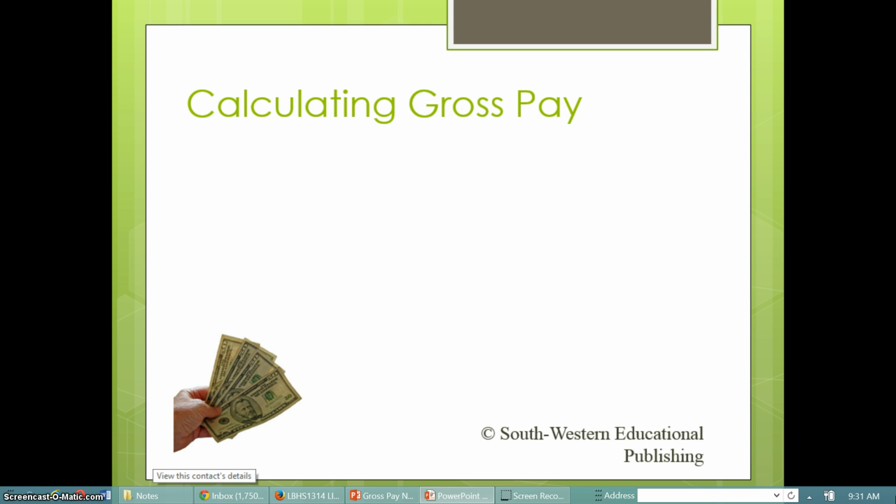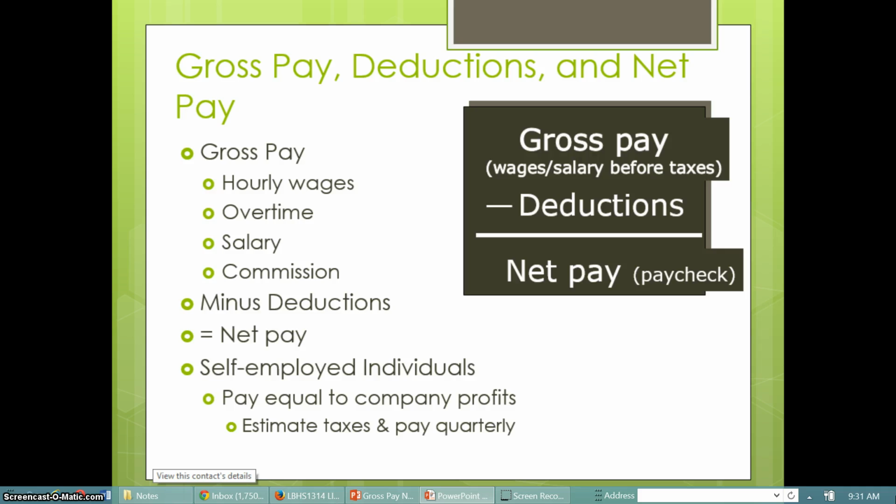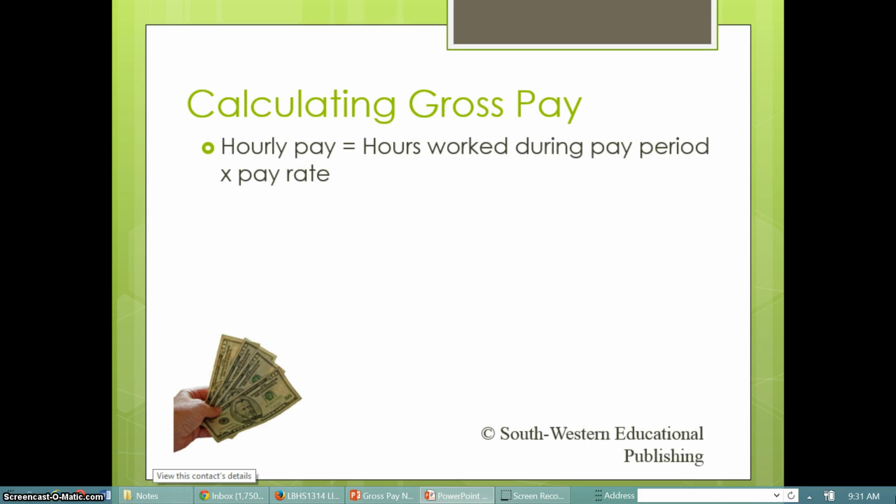So how do you calculate pay? Hourly pay is your hours worked during any pay period times your pay rate, your hourly wage in which you were hired at. Overtime pay is going to be your pay rate times how many hours you worked over 40 in that pay period times 1.5. So they're paying you above your hourly pay rate to work those extra hours beyond your 40-hour work week.